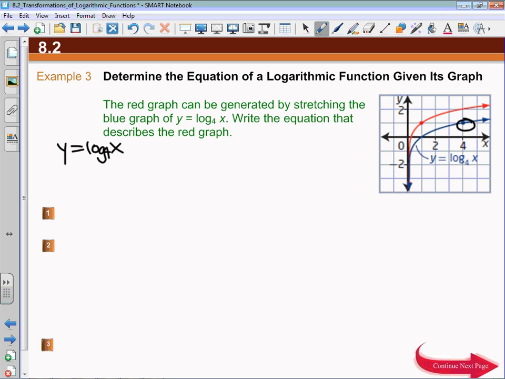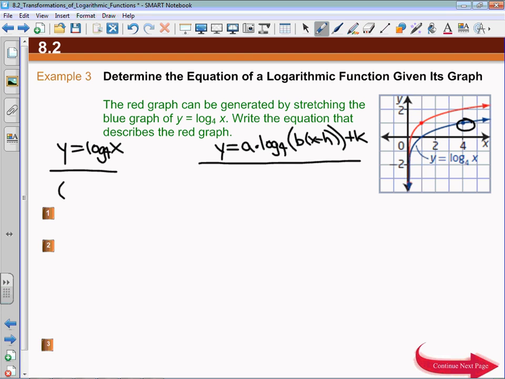y is equal to log base 4 of x. And then, to make this as general as possible, I'm going to apply all my transformations. So y equals a times log base 4, the base doesn't change, of b times (x minus h) plus k. And then we're going to try to determine what a, b, h, and k are.